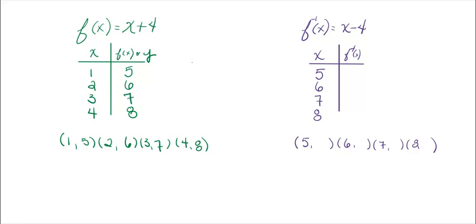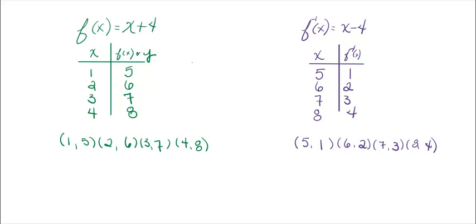Now, let's look at the inverse function of x plus 4. It's x minus 4. If I evaluate my inverse function at 5, 5 minus 4 is 1. At 6, 6 minus 4 is 2. At 7, 7 minus 4 is 3. And at 8, 8 minus 4 is 4. So the set of ordered pairs I'm representing for this function is (5, 1), (6, 2), (7, 3), and (8, 4).